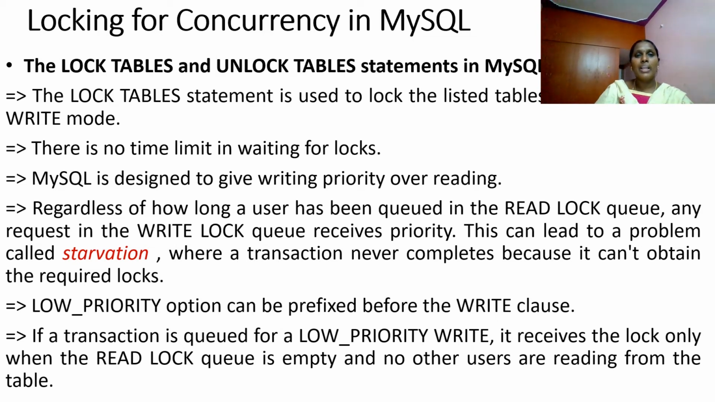Since MySQL has given higher priority to writing, suppose a table is locked with a read lock by a user, and four other users also try to lock that table for reading. They will be in queue. So one read lock is currently working and the other four are in queue. Now if a write lock comes, what will happen? Since it has the higher priority, all the read locks have to pause, and this write lock will get to work.